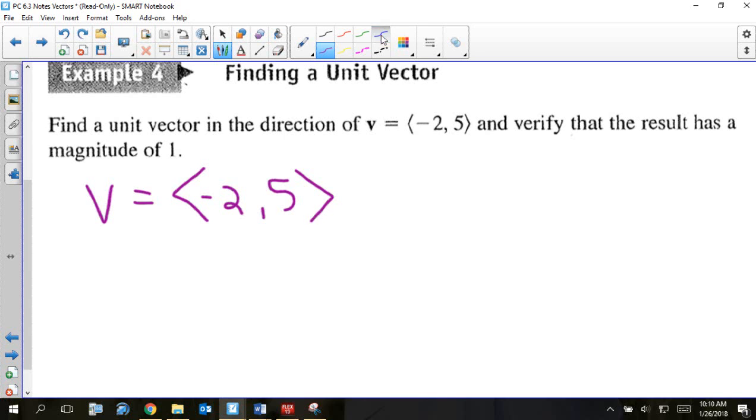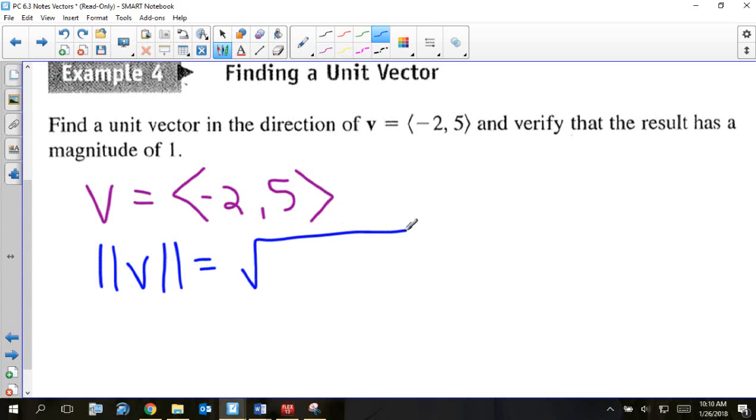Now what we're going to do is find the unit vector. So we're going to find the magnitude of v. The magnitude is the length. How do we find the length? The distance formula. What is the distance formula? We don't have x2 and x1 and stuff.